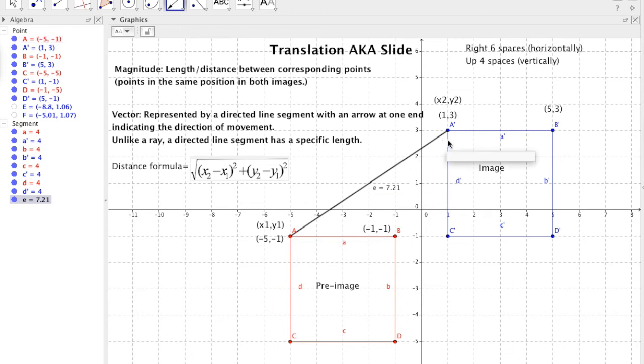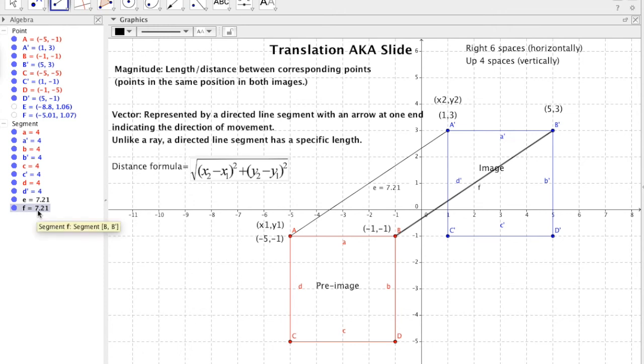That is how far I went with these points. That is the distance that I traveled. Now, let's go ahead and look at B. x2, y2 will be 5, 3. x1, y1 will be -1, -1. Go ahead and plug those values into your distance formula. I'll do it the fast way, and I will connect B to B prime, and I will see what the distance is. Well, look at that. It is also 7.21. So what I will leave for you to do on your papers is go ahead and use the distance formula for C and D, and let's see what you end up with for your distance between your original pre-image points and their translated points.